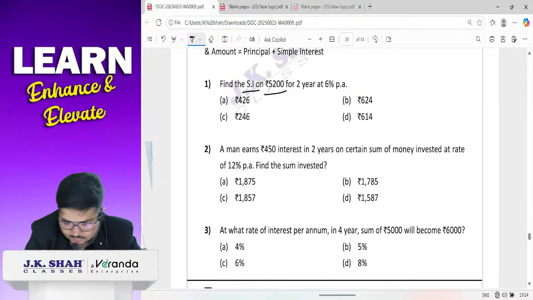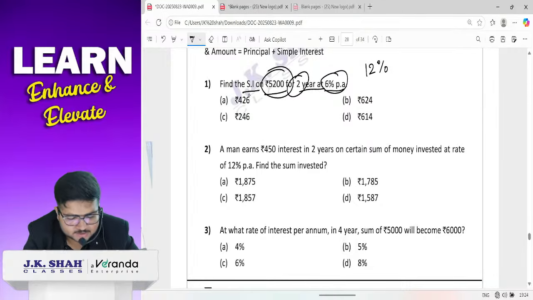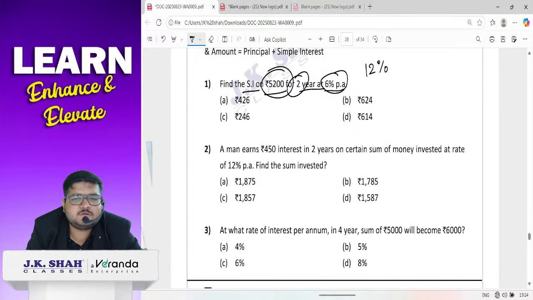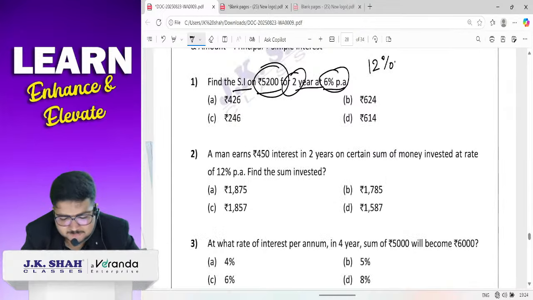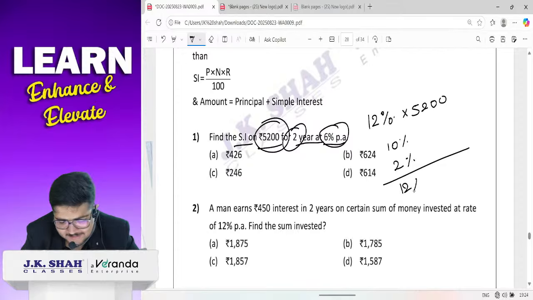Find the simple interest on 5,200 for 2 years at 6% per annum. If he is getting 6% every year for 2 years, in total he will earn 12% of the principal. So you have to find 12% of 5,200. How can we find 12% of 5,200? Find 10%, find 2%, then add.